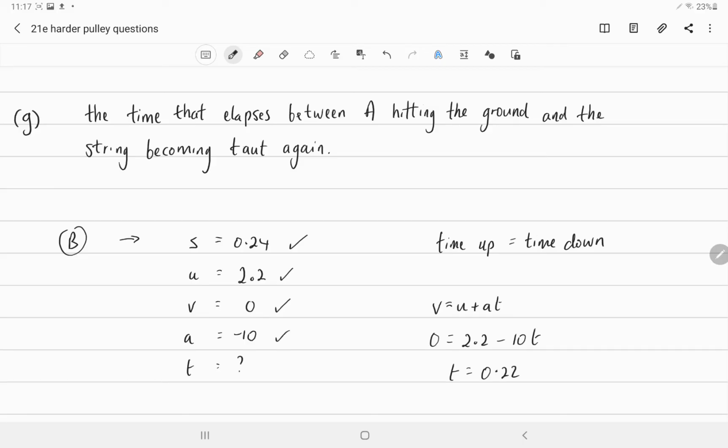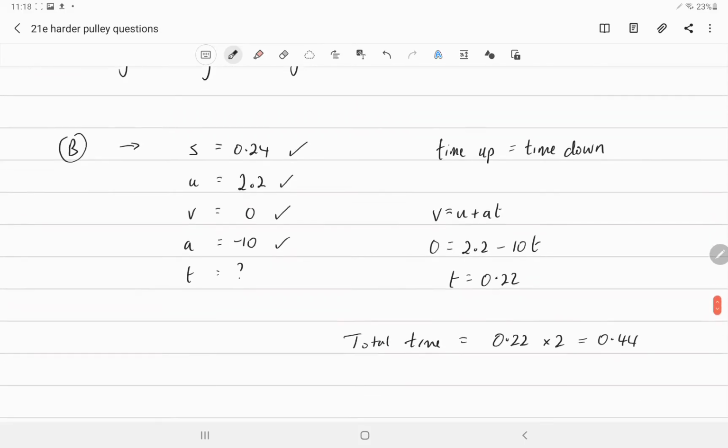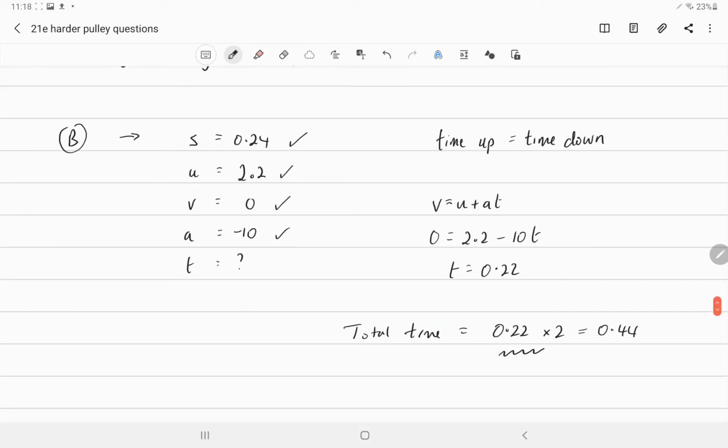So if we know all of these things, how long does it take to get up to its maximum height? Then we're going to double it, because the time up is the same as the time down. Whenever you throw an object up in the air, the time it takes to get to its maximum height is the same as the time it takes to get back to its original height. So what we're going to do is v equals u plus at to see how long it takes the object to get up to its maximum height, and then we're going to double it, which is where we get 0.44 seconds.